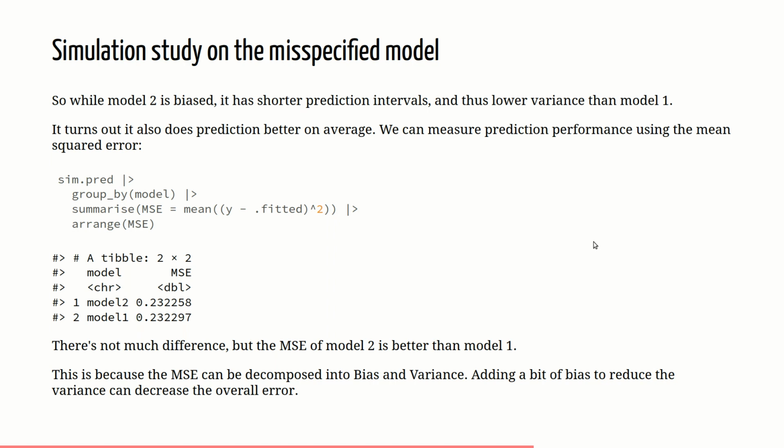Well, they do better than cancel out. The reduction in variance actually means that the overall performance of the model is slightly better for model 2 compared to model 1. Now there's not much in it. Here's the mean square error.